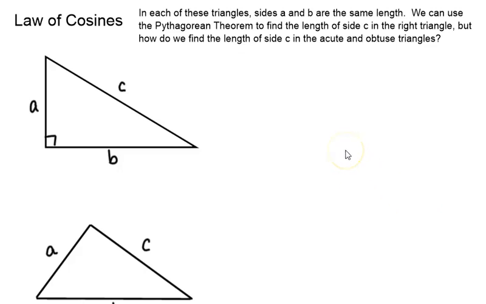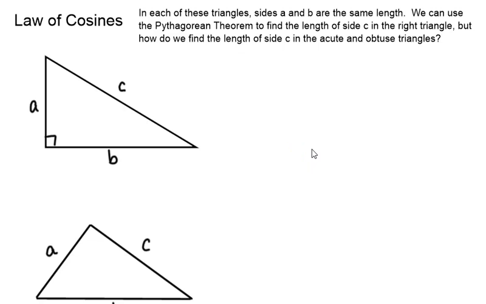In each of the three triangles on this page of your notes, sides A and B are the same length. We can use the Pythagorean theorem to find the length of side C in the right triangle, but how do we find the length of side C in the acute and obtuse triangles?